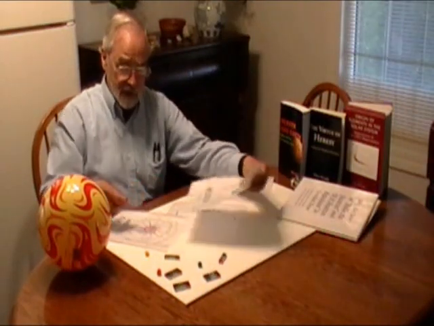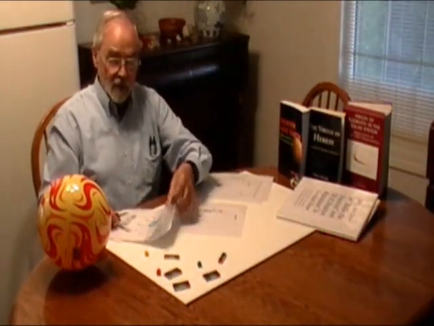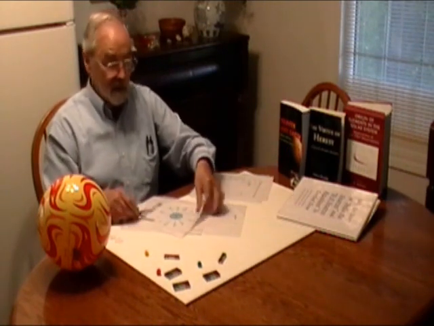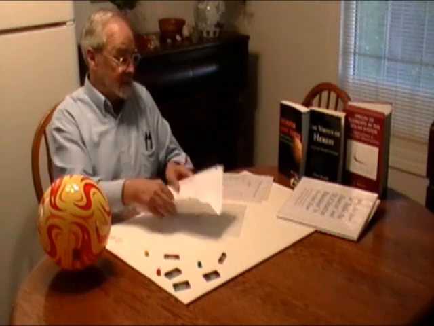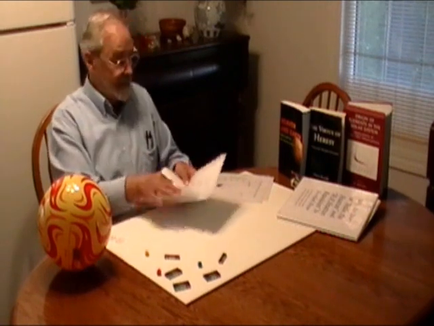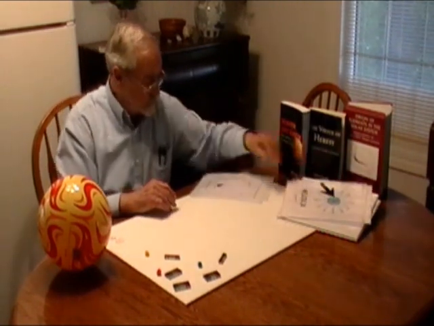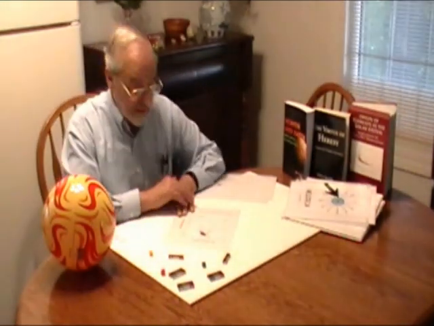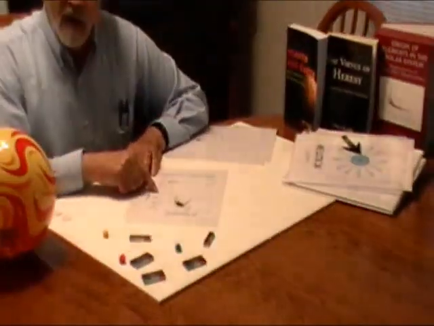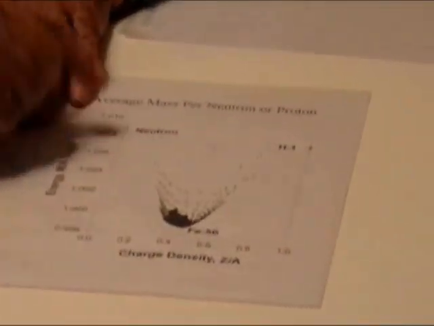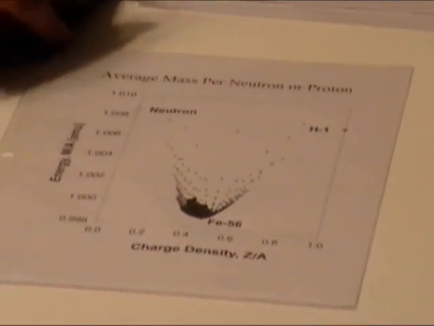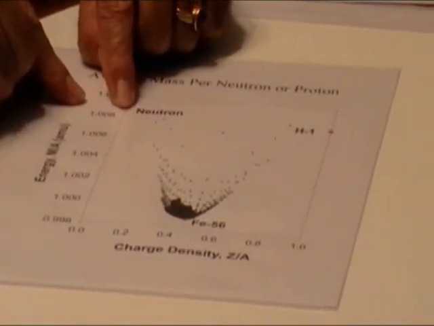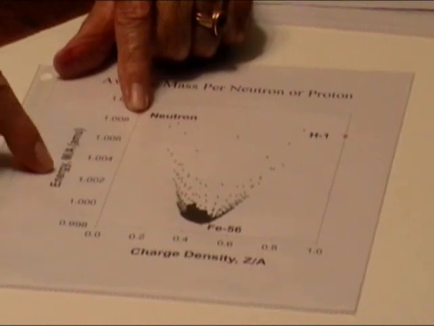Now, I want to show you how those combinations of neutrons, protons, and electrons produce all of the atoms in the visible universe. I have shown here all of the atoms in the visible universe. There's only about 3,000 different types of atoms. The neutron is here. This is energy or mass.